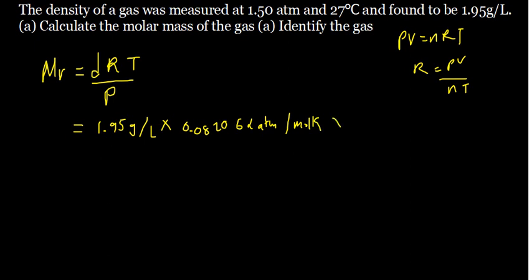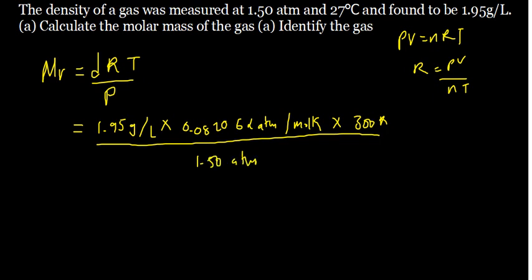And then we're going to multiply by the temperature. Temperature should be in Kelvin. So here we've been given 27 degrees Celsius. Add 273 to convert to Kelvin. So that is going to be 300 Kelvin. And then divide everything by the pressure. The pressure has been given as 1.5 atmosphere.